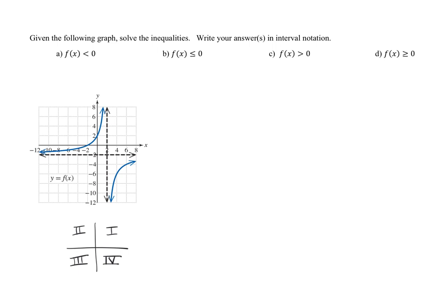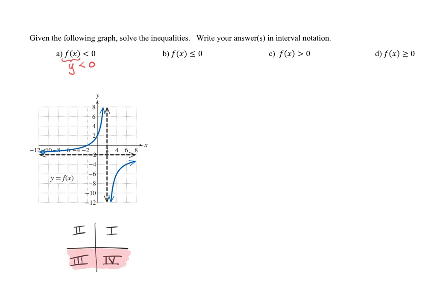Given the following graph, solve the inequalities and write your answer in interval notation. Part A is asking where f of x is less than 0. So remember that f of x is the same as y. So this is basically like asking where are the y values less than 0, which means we are looking for the portion of the graph that is below the x-axis.